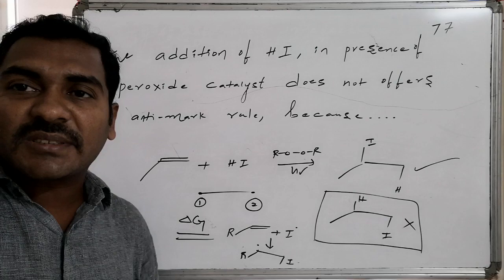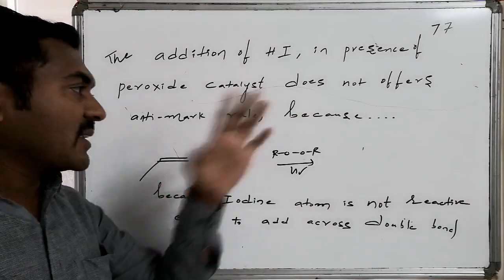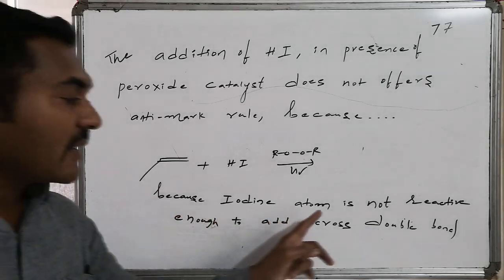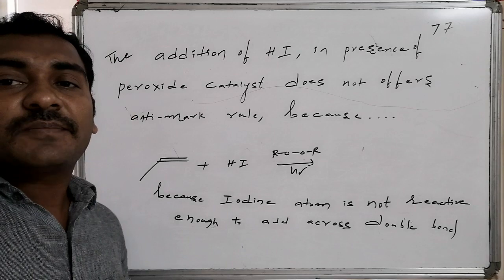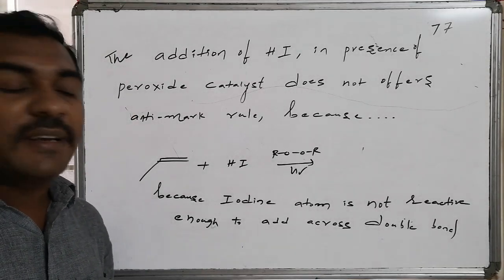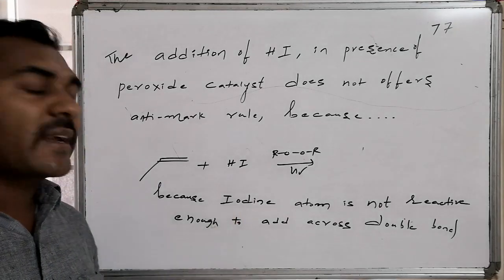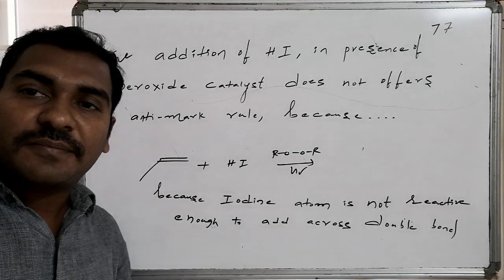Becomes not possible. Thus, we can conclude that the reason is that the iodine atom is not reactive enough to add across the double bond to make the iodine-connected alkene radical as the intermediate. It is not possible because of the lower reactivity of iodine. Thus, it doesn't result in the anti-Markovnikov product.